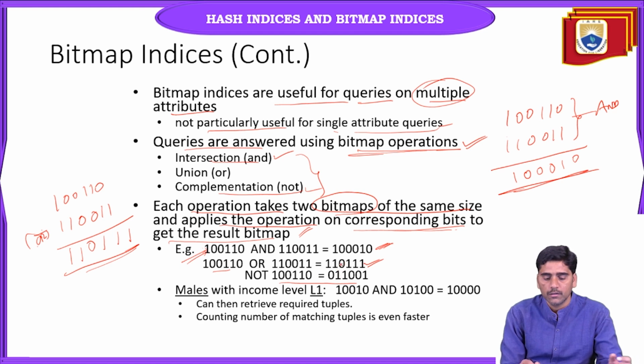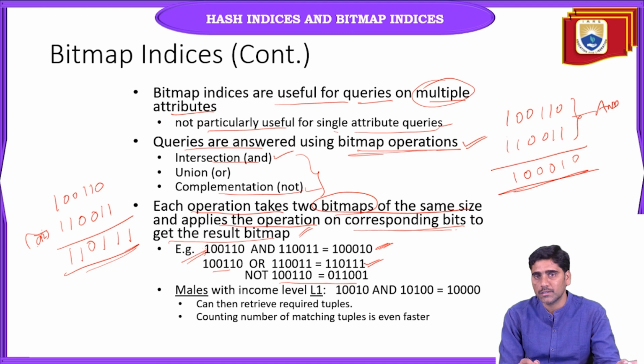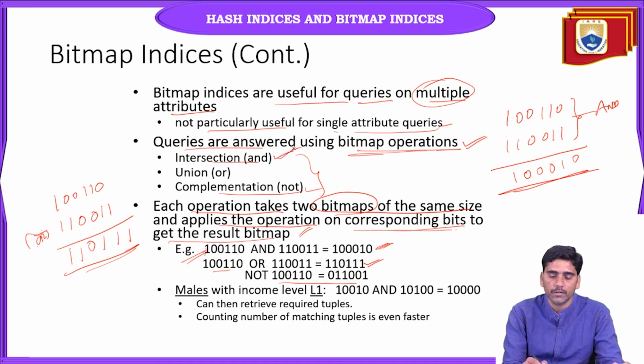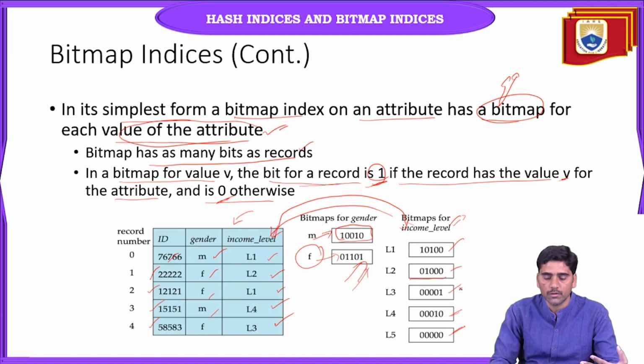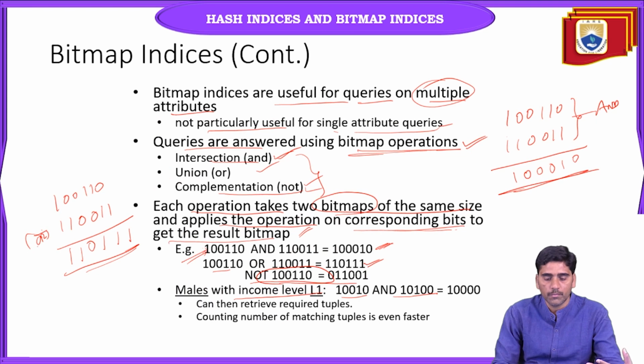Each operation on two bitmaps of the same size performs intersection, union, or complementation. The complementation operation applies directly on a single bitmap. For example, males with income level L1 is 10010, and so on. All these operations are based on these bitmaps, and we take the result bitmap for the intersection operation, the union operation, and the complementation operation.